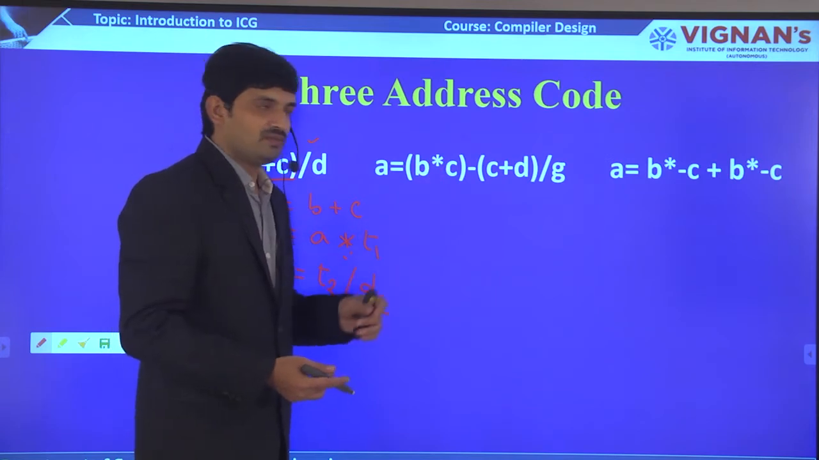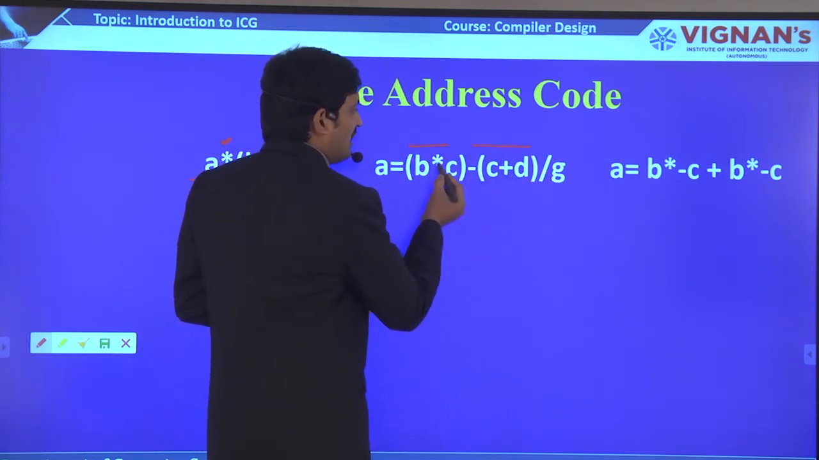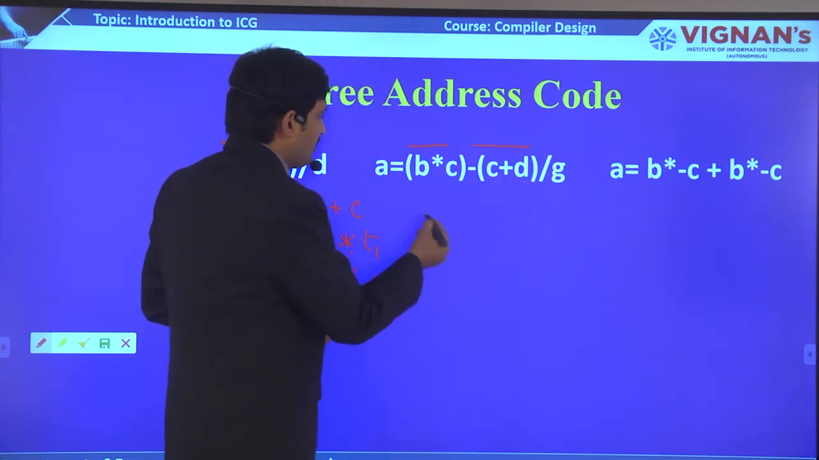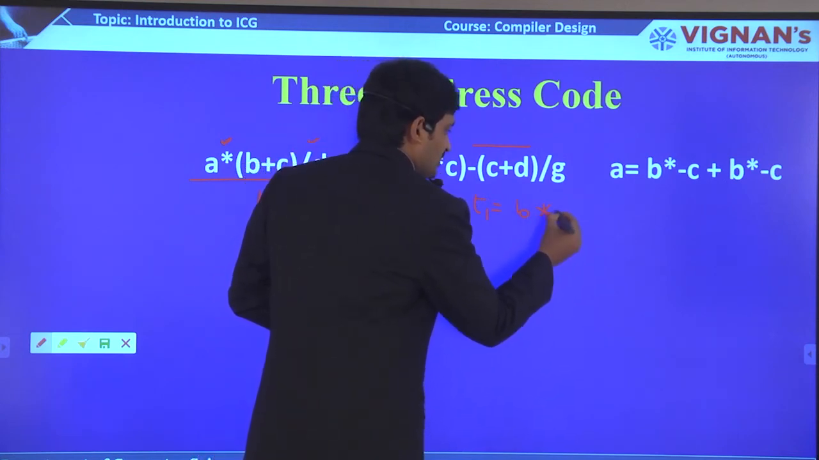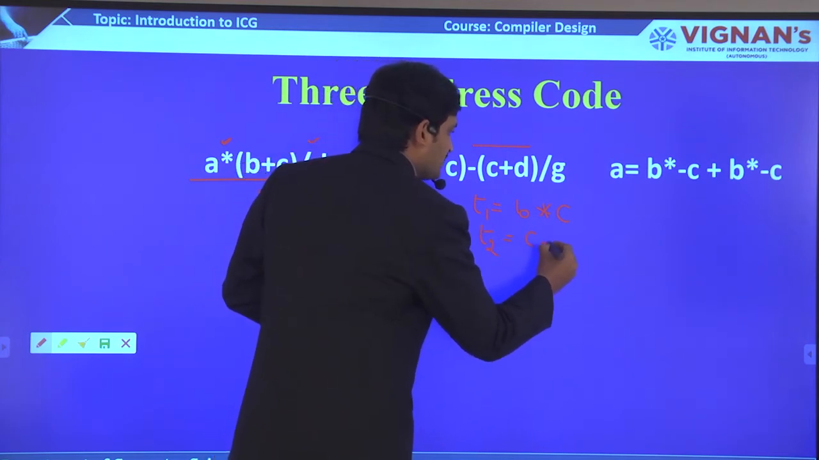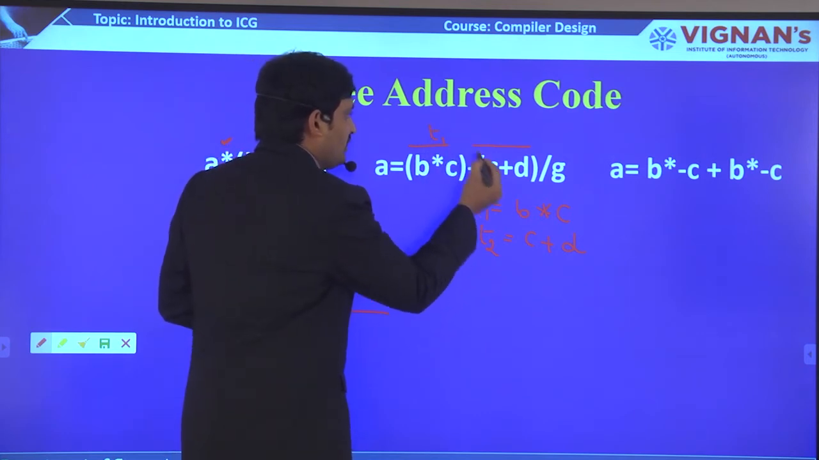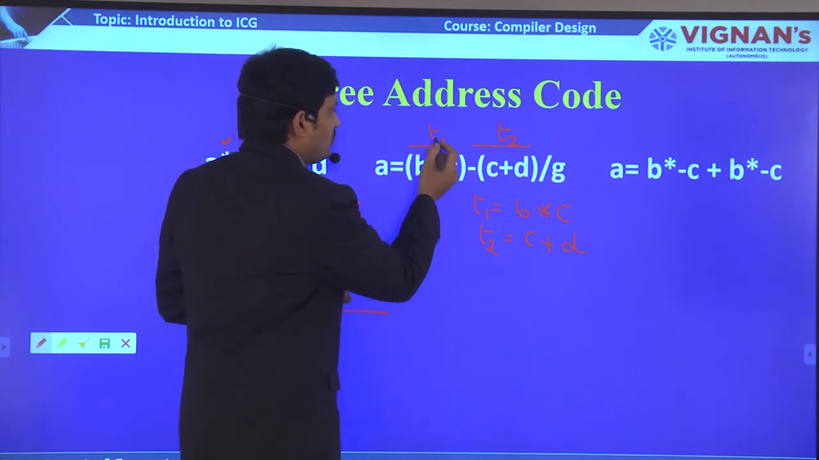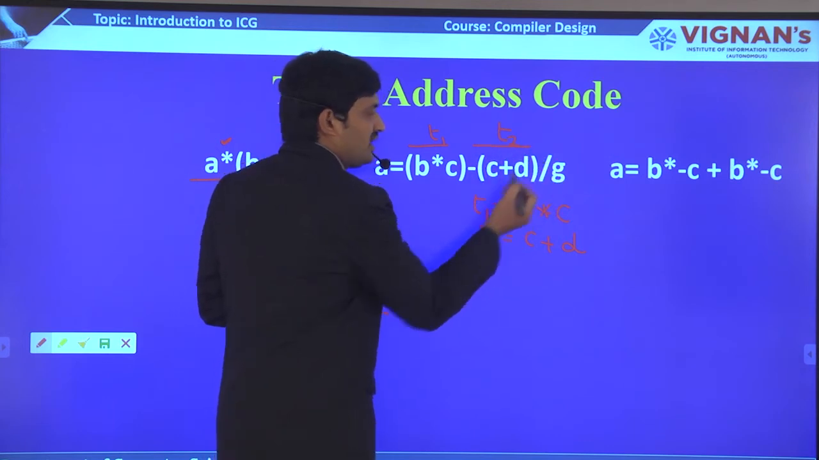Now come to the next one. Here there are 2 parentheses, and multiplication, minus, plus and division. So 4 operators are there. Now come to the first one, t1 equal to b into c, then t2 equal to c plus d. Okay, so this I consider as t1. For c plus d I consider as t2. So what can I write? So here the instruction is now a equal to t1 minus t2 by g.